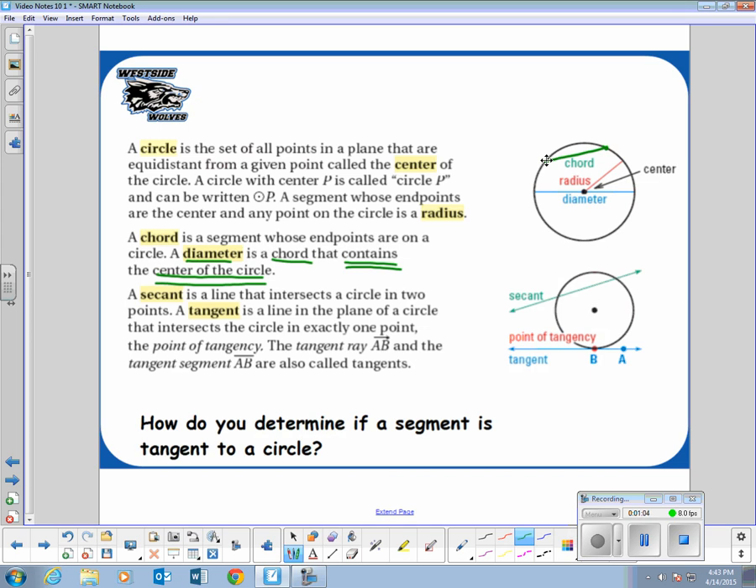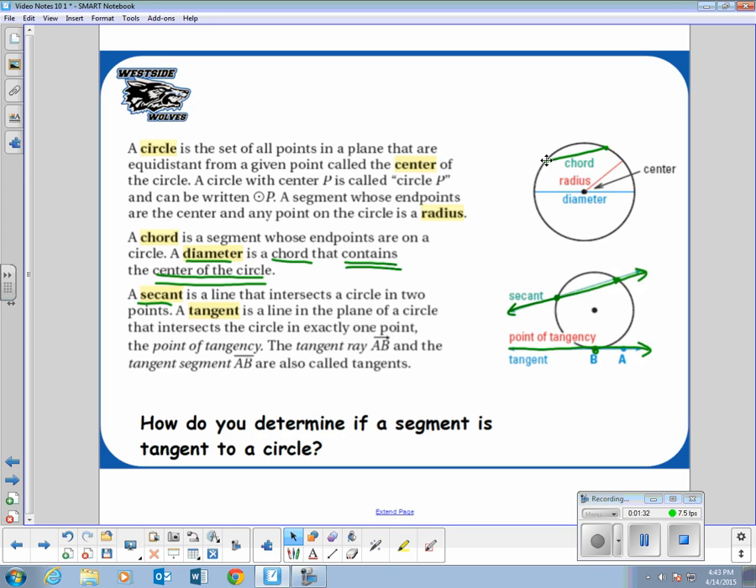All right. And so then we have two types of lines that intersect circles. We have the secant, which is a line that intersects a circle at two places. One here, one here. And then we also have the tangent. A tangent intersects a circle at only one place. So it just barely glides by and touches it at that one place, and that place is called the point of tangency.